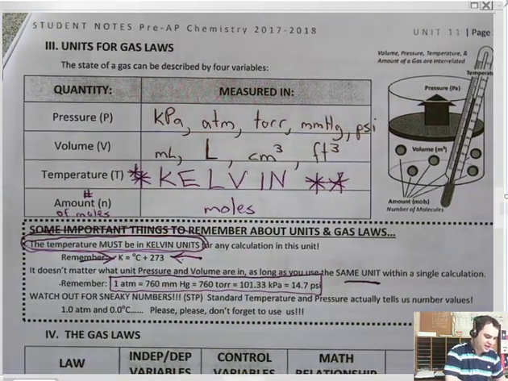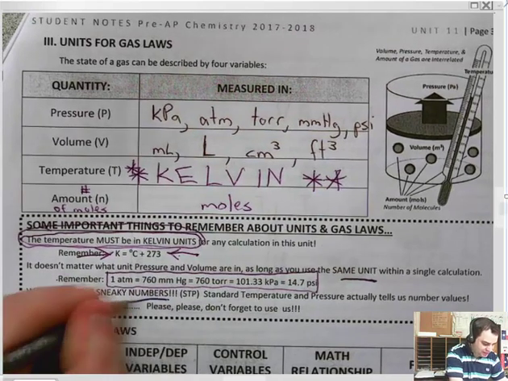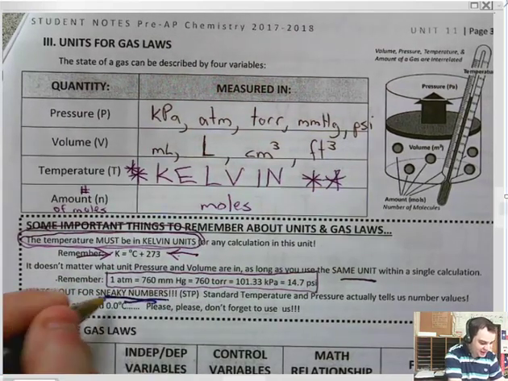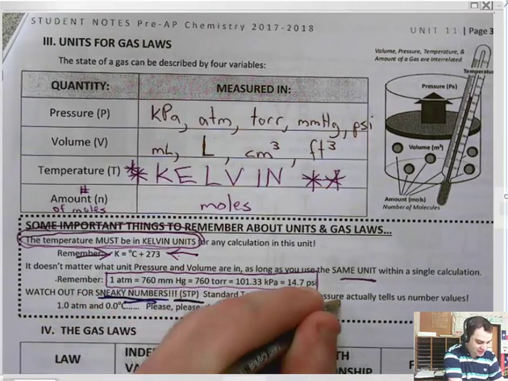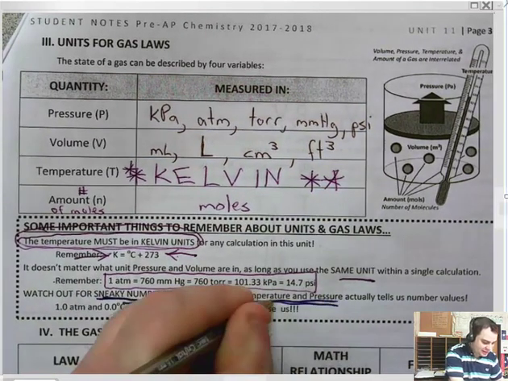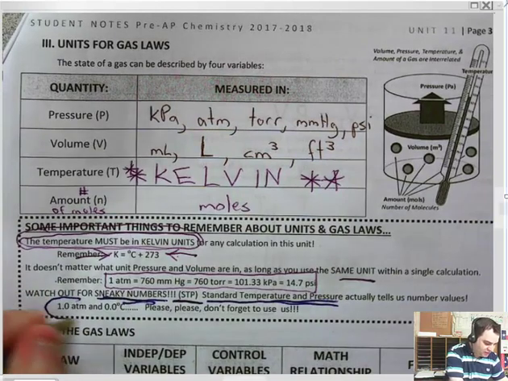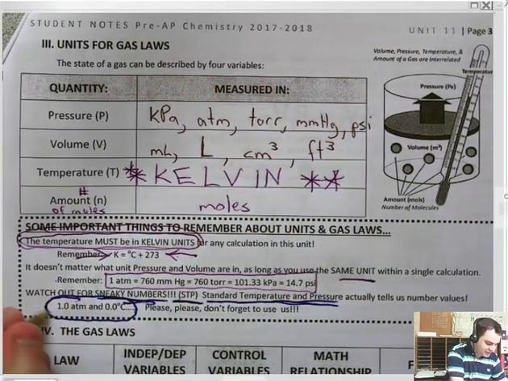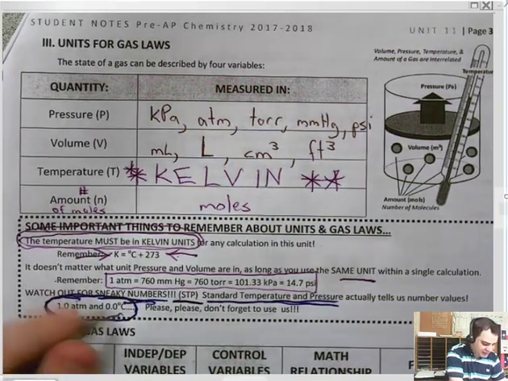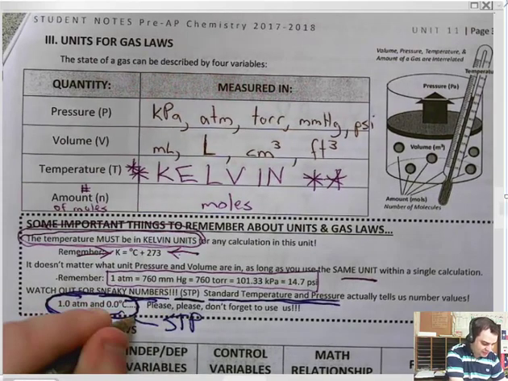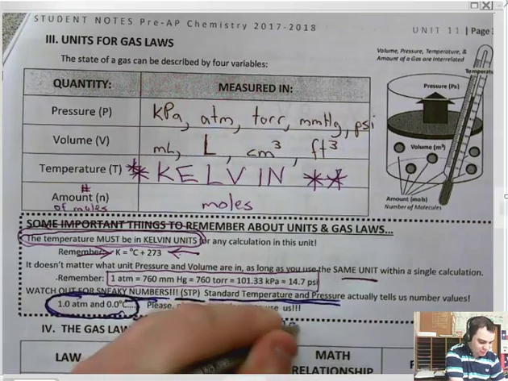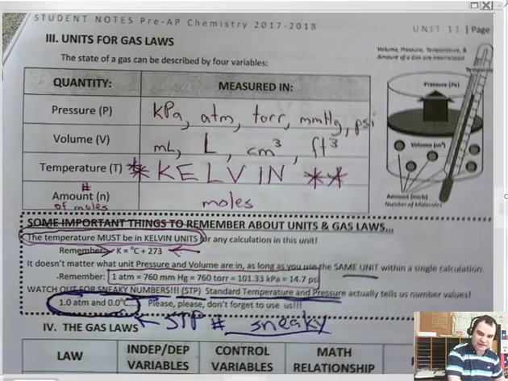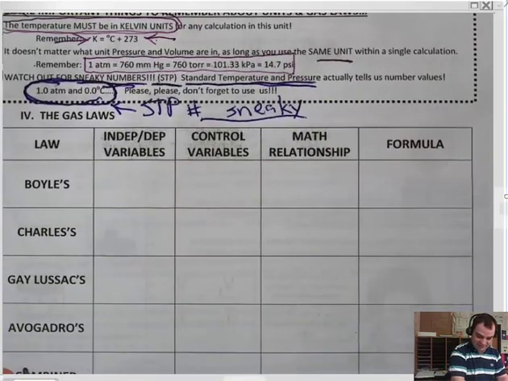Then you gotta watch out for the sneaky numbers. Sneaky STP. Standard temperature and pressure. They're sneaky because the numbers are 1 atmosphere and 0 degrees C. Those are the STP numbers. They're sneaky because they'll write down STP and expect you to know the numbers. Okay. Let's look at the individual laws now here.